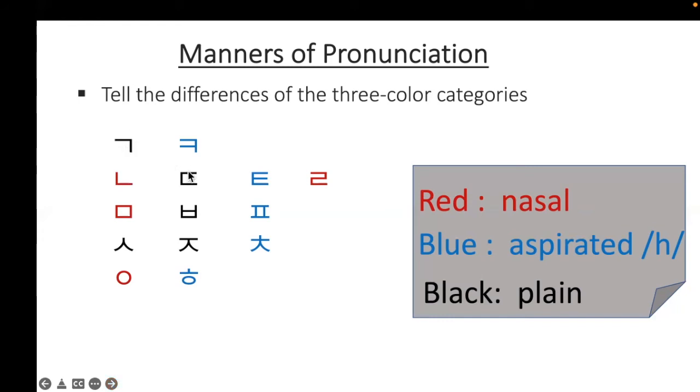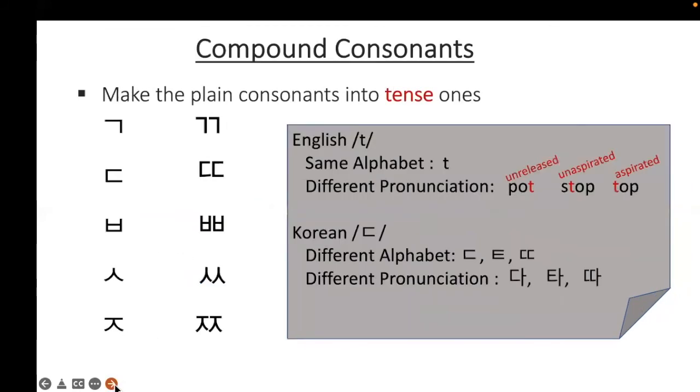So 그, 드, 부, 스, 주. Those are the plain consonants. So I just pull out those plain consonants here one more time. And in Korean, we do have those tense consonants. They are from the plain consonants, not from the nasal ones, not from the aspirated ones. Only those plain consonants, 그, 드, 부, 스, 주, have the tense forms.